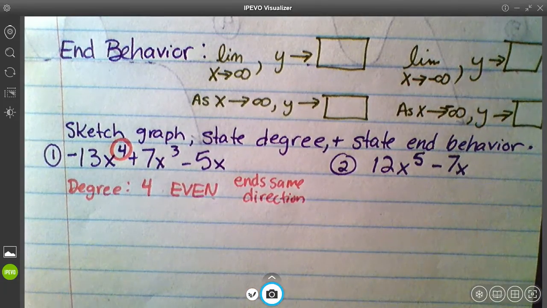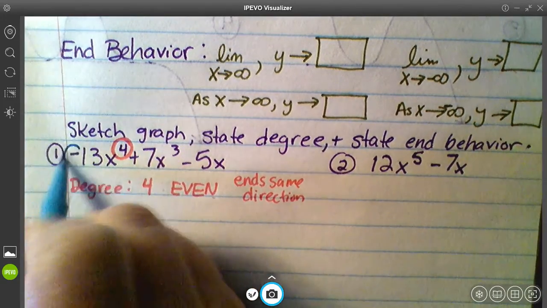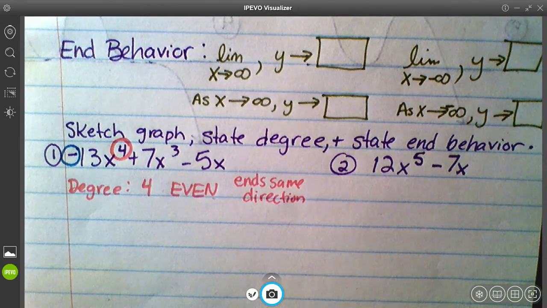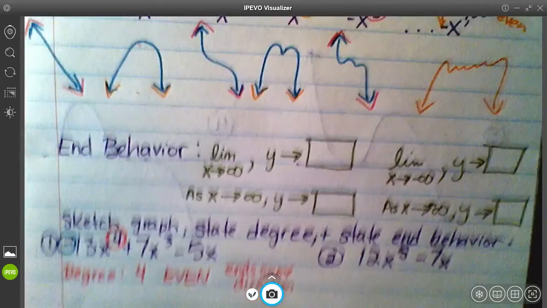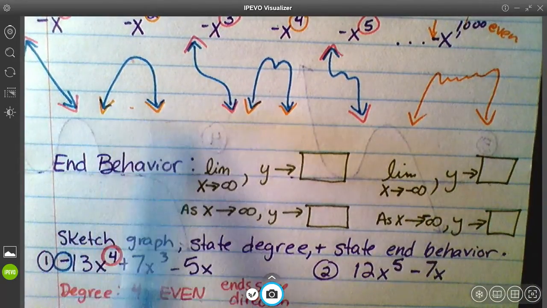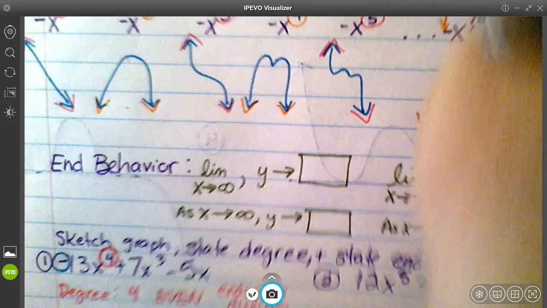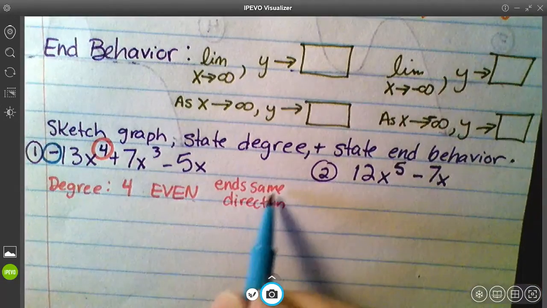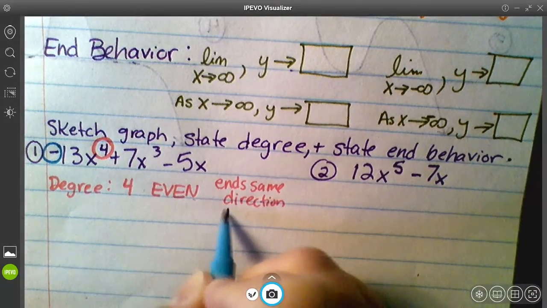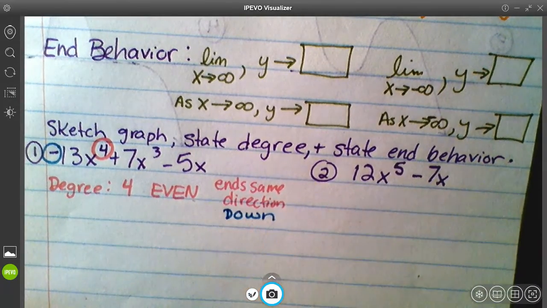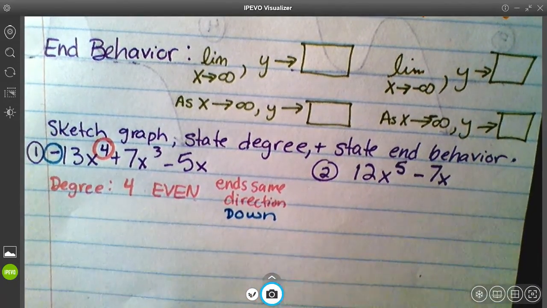What I also notice is that I have a negative up front. So a negative tells me that they're all going in the downward direction. So if I have the ends going in the same direction, they're both going down because it's a negative. If it were a positive, they would both be going up.